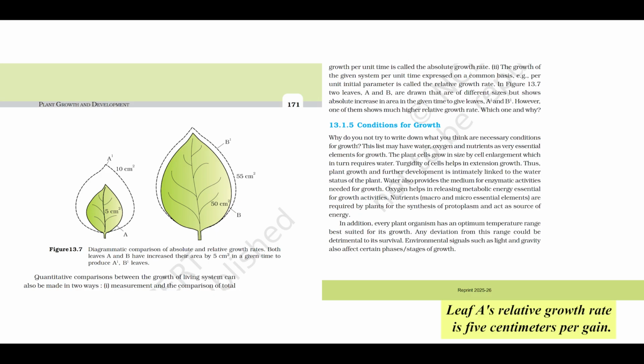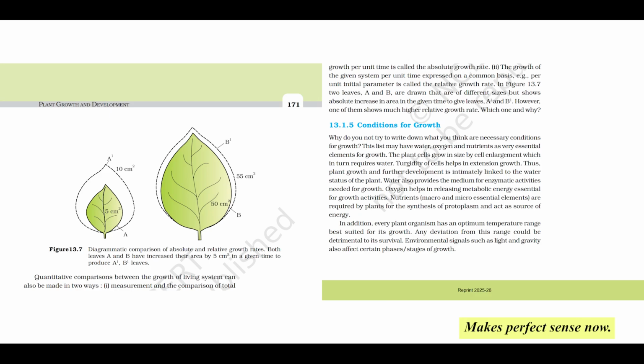Exactly. Leaf A's relative growth rate is 5 centimeters squared gain over 5 centimeters squared initial, equals 1 or 100%. Leaf B's relative growth rate is 5 centimeters squared gain over 50 centimeters squared initial, equals 0.1 or only 10%. So even though the absolute growth was the same, Leaf A's relative growth rate was much higher because the increase was a huge proportion of its starting size. Ah, I see. Relative rate shows how fast it's growing compared to how big it was. That's a key difference. Precisely. It measures the efficiency of growth. Very important concept for comparing different plants or organs.